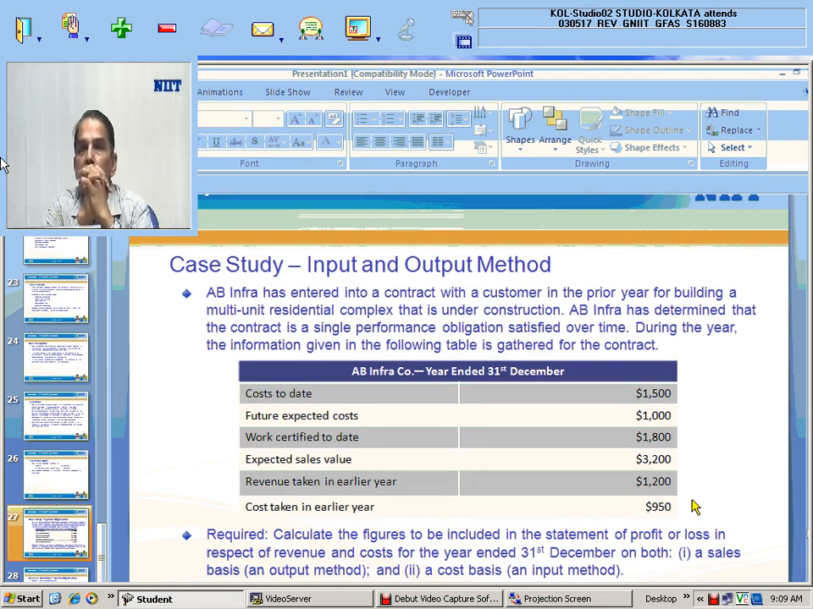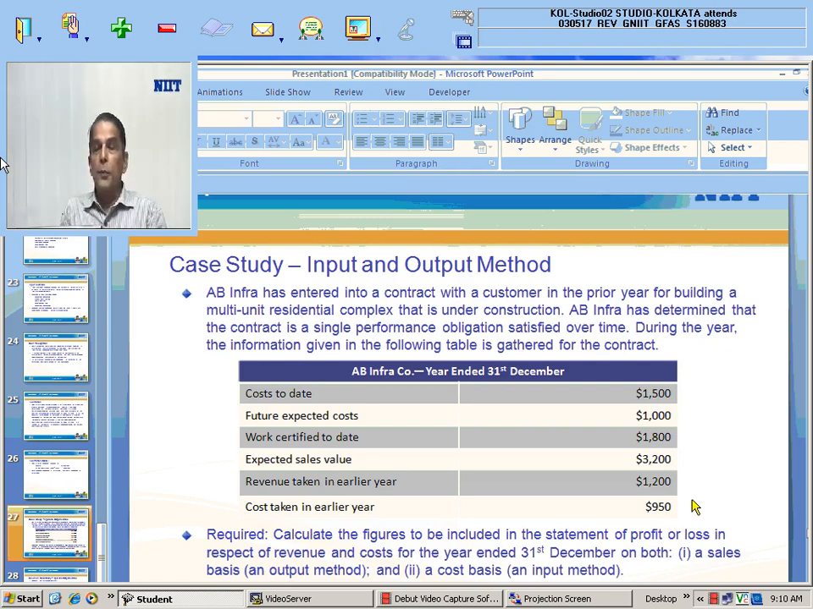We are required to calculate the figures to be included in the statement of profit or loss in respect of revenue and cost for the year ended 31st December on both sales basis, that is output method, or on cost basis, that is input method. So you look at these numbers and try to work out how much revenue should be recognized for the current year, that is the year ended 31st December, and how much cost should be recognized for the current year for the purpose of profit and loss calculation. Okay.